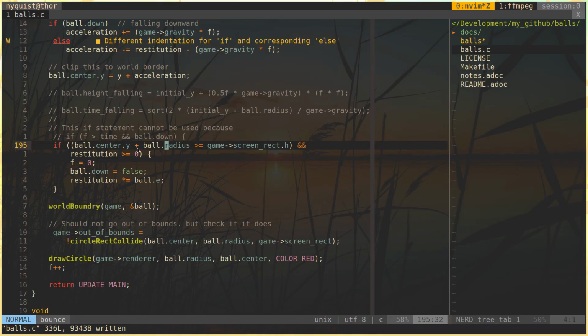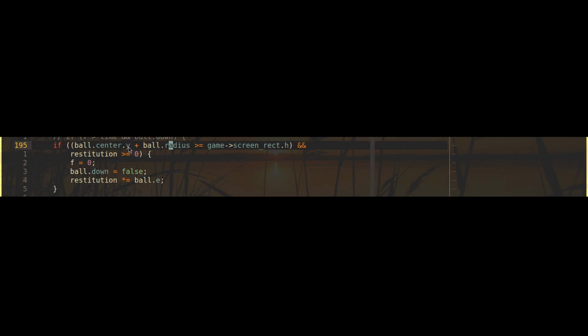And then we're going to determine if the ball, which is the center position of the ball plus the radius. So if you got the center of the ball and then you add the radius, that's going to tell you the distance from the center, which is going to give you the bottom part of the ball. And if that bottom part of the ball is greater than or equal to the screen rect and restitution is greater than 0, we kind of want to clamp restitution.